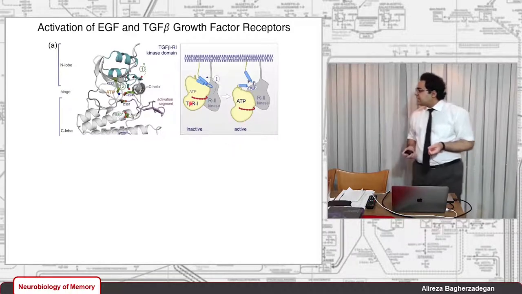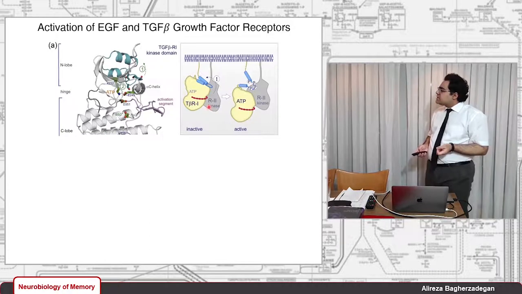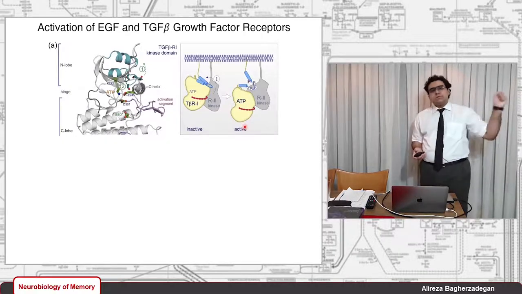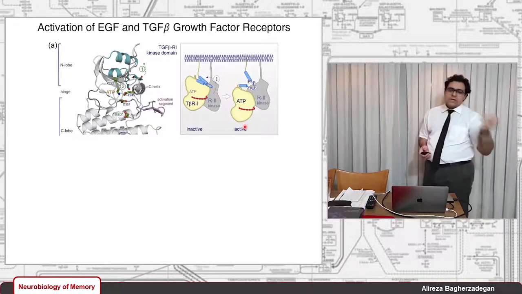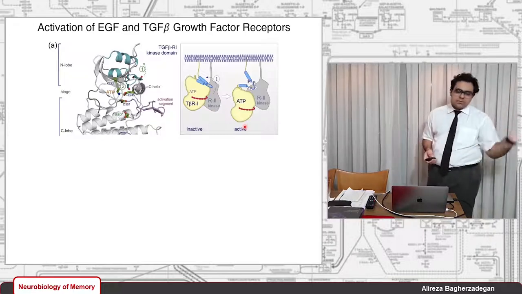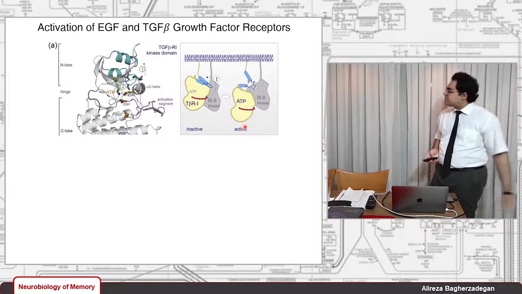Okay, so you can see, it's very beautiful. You can see the type 2 receptor actually phosphorylates the GS domain, okay? And as a result of this phosphorylation, it is detached from the N lobe, and now the N lobe can correctly coordinate the ATP, and it is active. And it can signal into the cell and phosphorylate other effectors and other kinase enzymes or other enzymes or proteins.